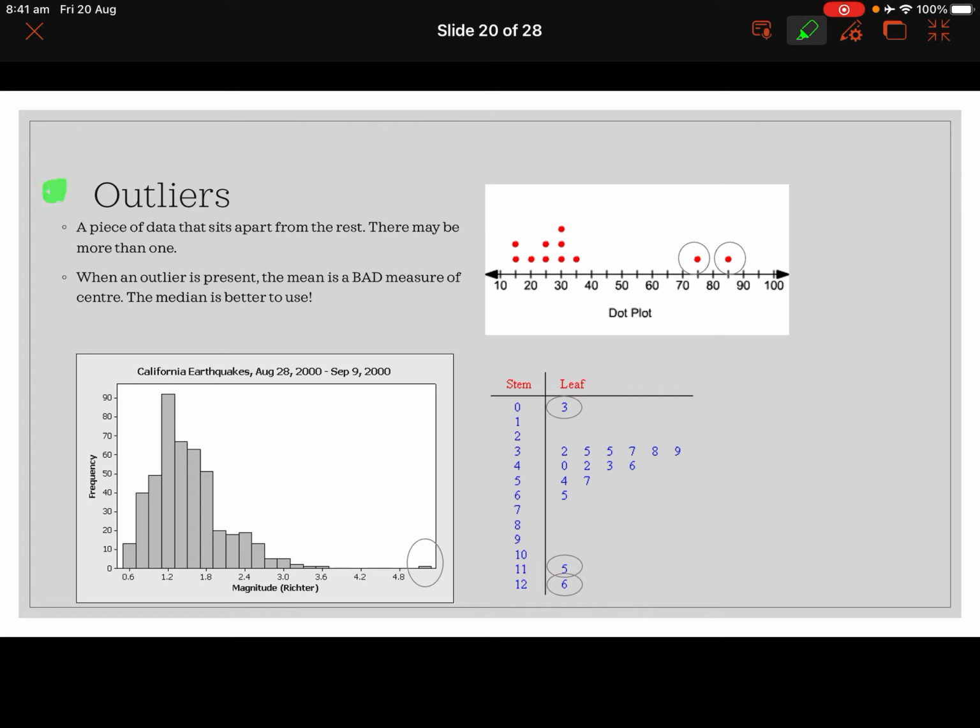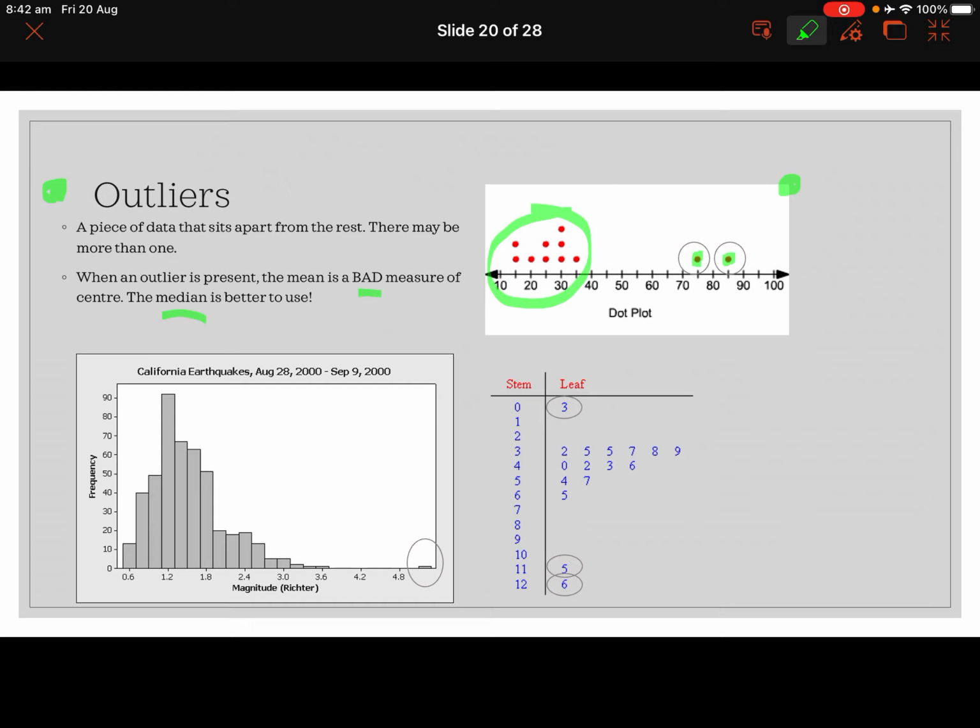Outliers. Okay, hopefully you've heard this word before, but an outlier is a piece of data that sits apart from the rest. There may be more than one. When an outlier is present, the mean is a bad measure of centre. The median is better to use. So let's have a look at the dot plot here. Okay, see, majority of the data is here. Okay, there are a couple of outliers over here. So these two are called outliers, which means there's some really strange or weird kind of data that you've pulled from other people or from other things, which is fine.